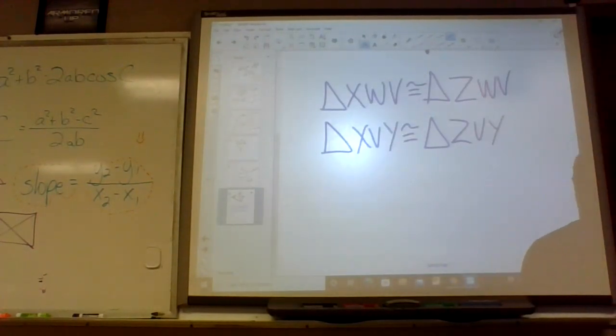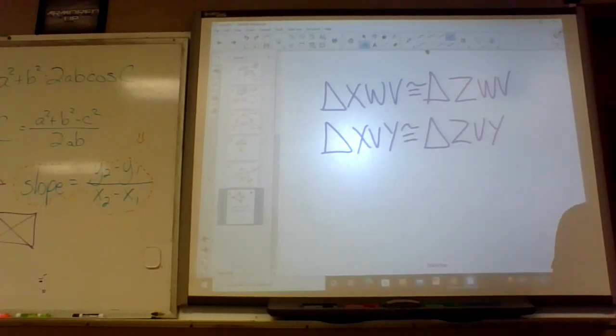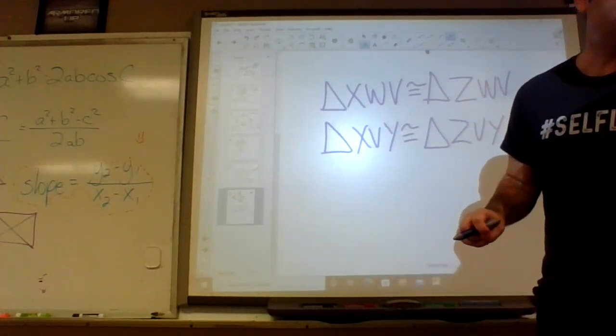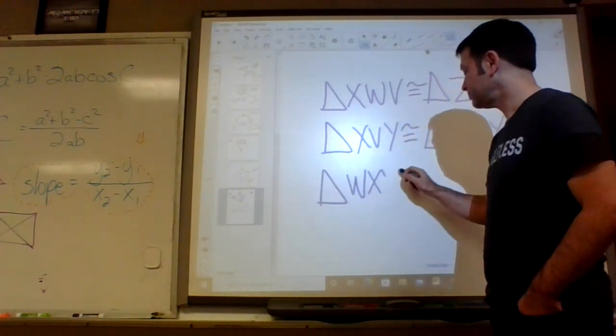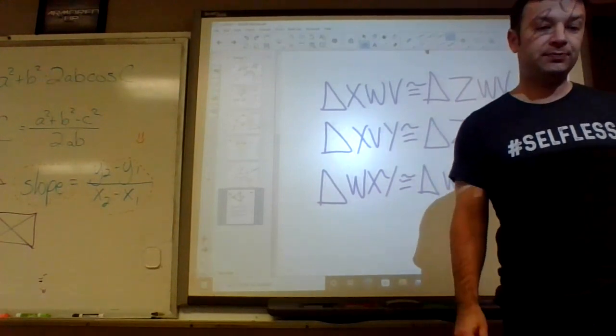Okay, and Jasmine, you try the big one. Okay, the top triangle is WXY, right? What does that match on the bottom? WZY. Yeah. So WXY and WZY. Alright, that's it for that one.